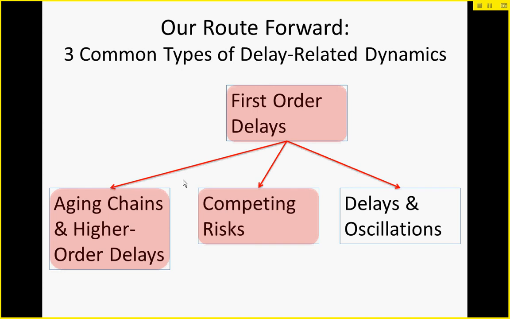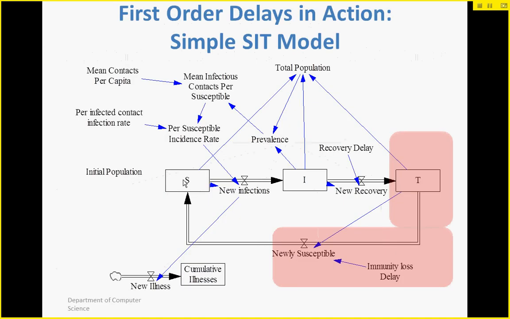We're going to talk about three things today. First order delays, aging chains, and higher order delays and competing risks. And because of the tyranny of time, we're going to be doing this pretty quick, and I can refer you to the online resources for more details. So we talked last time about first-order delays.